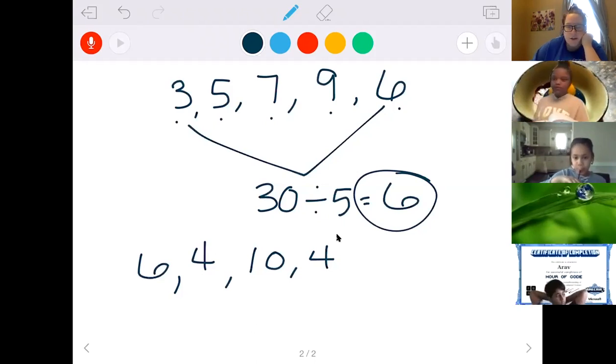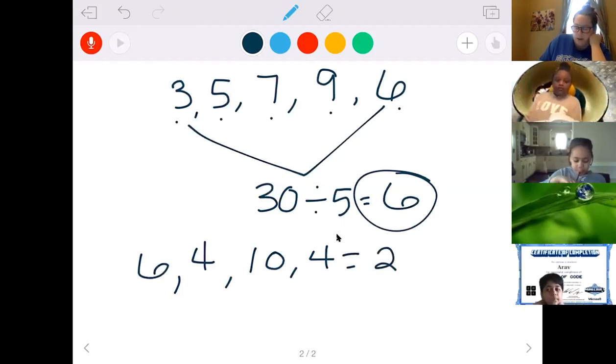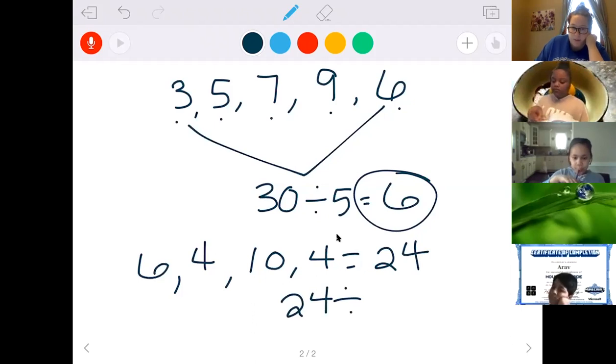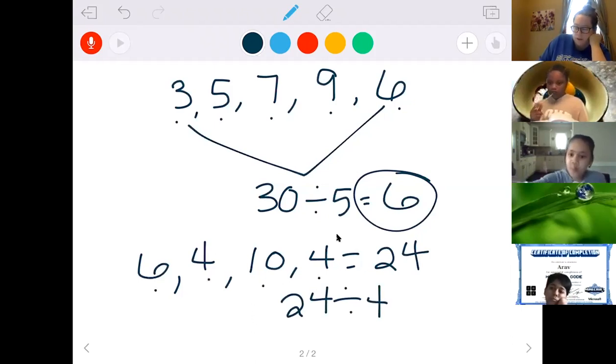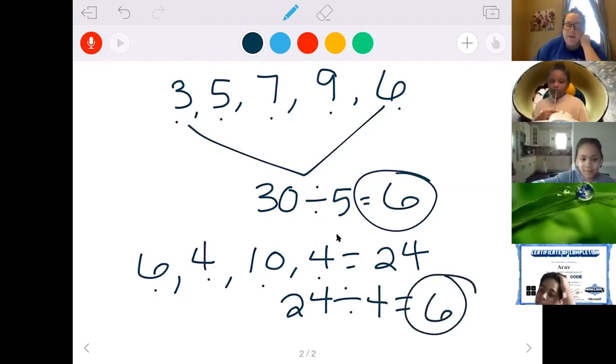All right, so let's do this one. 6 plus 4 plus 10 plus 4, you should have gotten that to equal 24, okay? Then if we take 24 and divide it by the number of numbers I gave you, 1, 2, 3, 4 numbers, 24 divided by 4 is 6, so you would have gotten the same answer there, 6. Okay? I'm gonna give you one more.